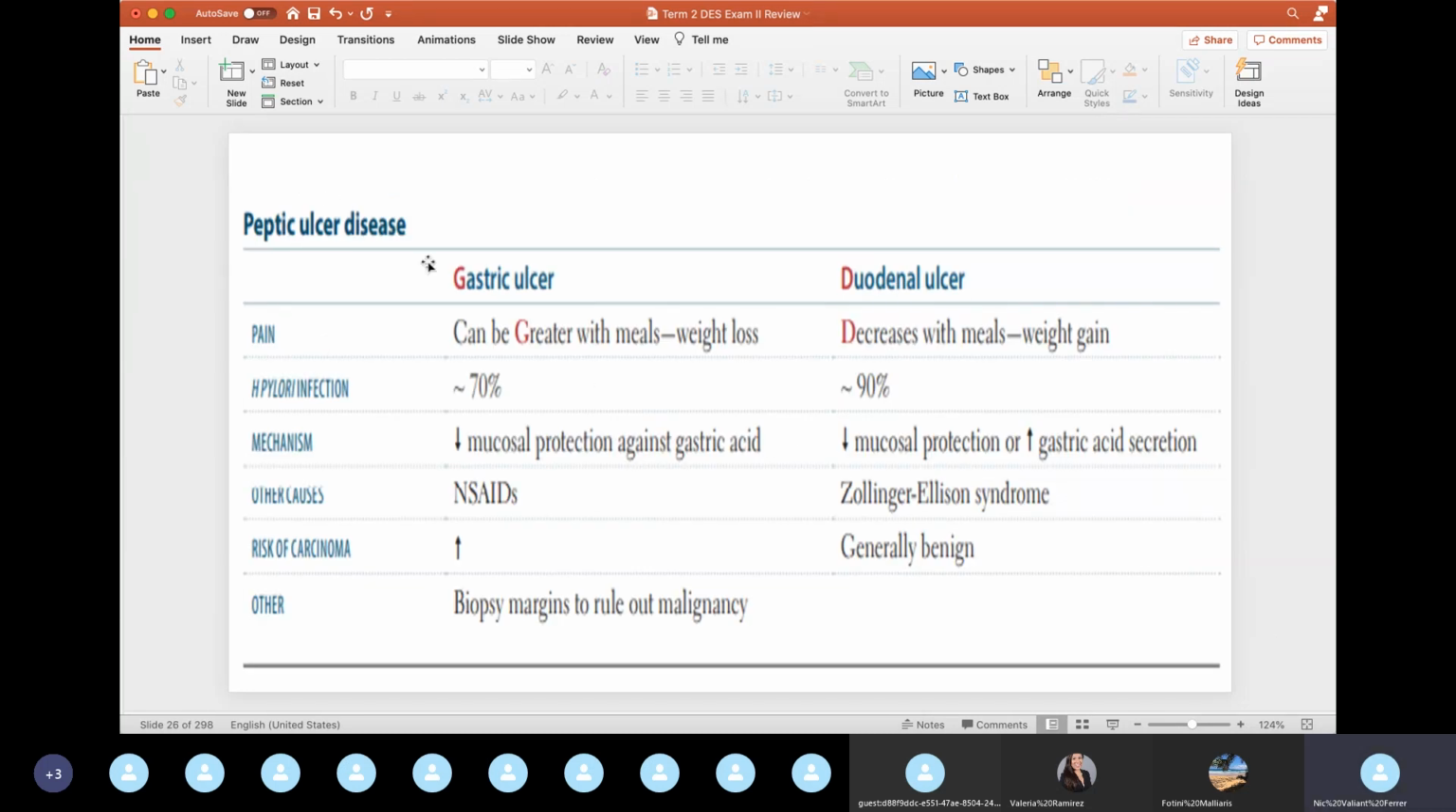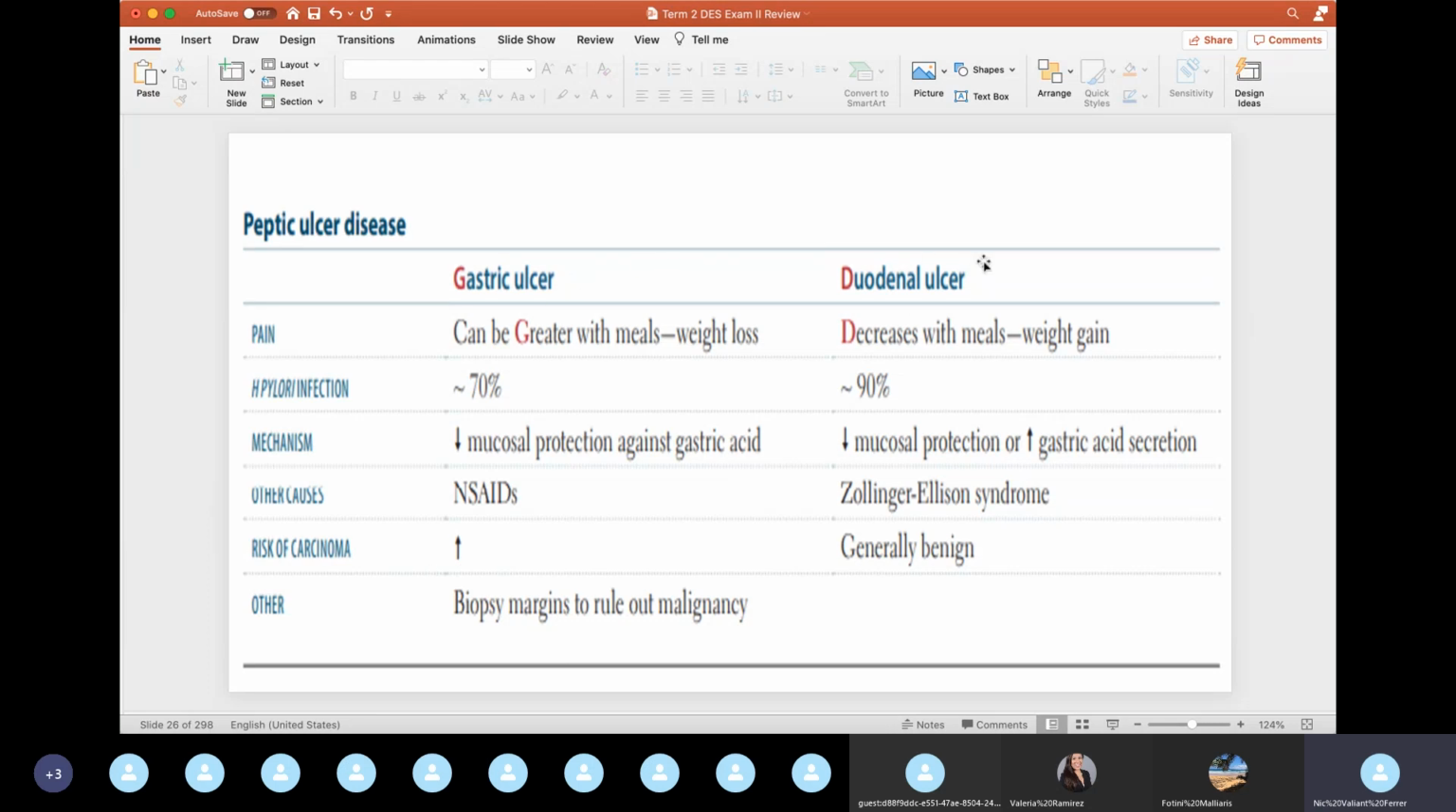Peptic ulcer disease. What's the difference between gastric ulcer and duodenal ulcer? That's high yield. Gastric ulcer is greater with meals. So you can't eat because if you eat, the pain gets worse. So you have weight loss. This is due to what? Decreased mucosal protection against gastric acid. So if you keep on popping NSAIDs, you can develop gastric ulcer. Does this increase the risk of carcinoma? Yes, it increases the risk of carcinoma.